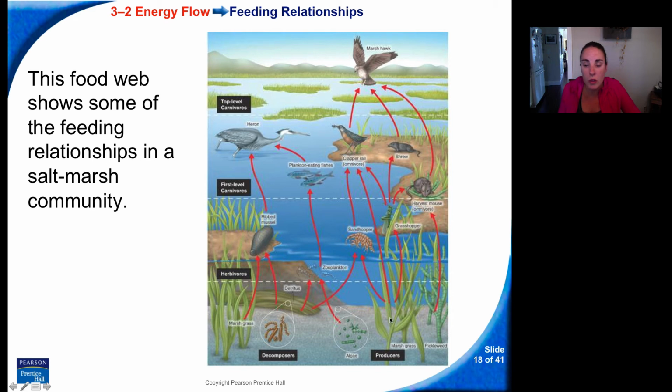So you'll notice it's not just one step to the other. It's not one feeding relationship. The sandhopper can get its food from different organisms, from the detritus and from the marsh grass. The marsh hawk doesn't just eat one thing. It eats different types of birds and even a mouse. So it shows all of the feeding relationships in the ecosystem.